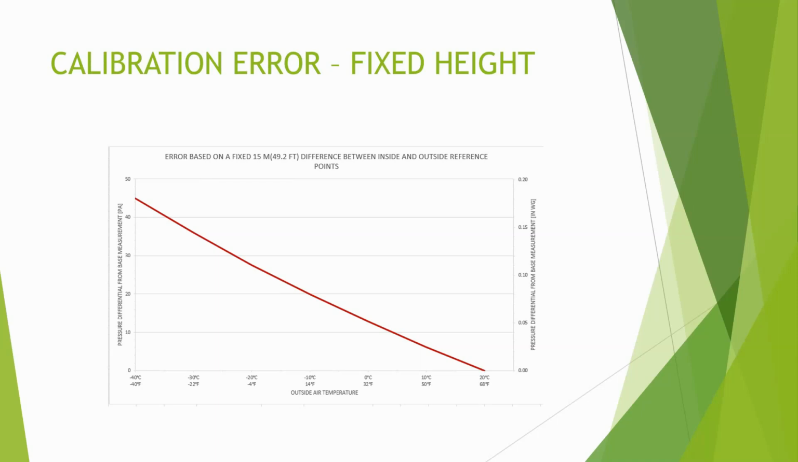So what that means is if you calibrated your sensor at 70 degrees and set the zero at 70 degrees, then at minus 40 degrees, this thing is going to read higher by almost 0.2 of an inch. So it's very significant.